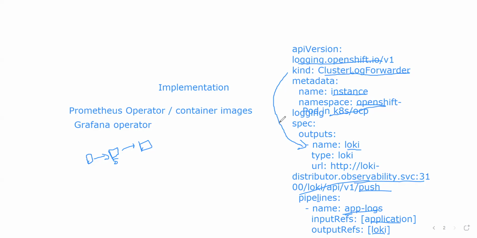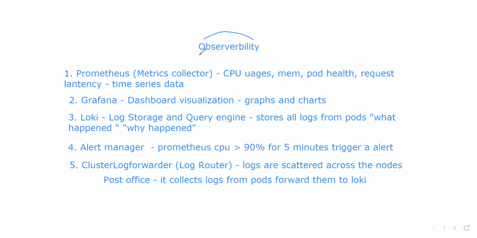To recap, for setting up the entire observability stack, you need to understand Prometheus, which is the metrics collector. Metrics means CPU, memory, whatever is happening in the cluster. Then Grafana is the visualization, the dashboard layer. Then we have Loki. Loki is nothing but storing the logs. Somewhere you have to store the logs.